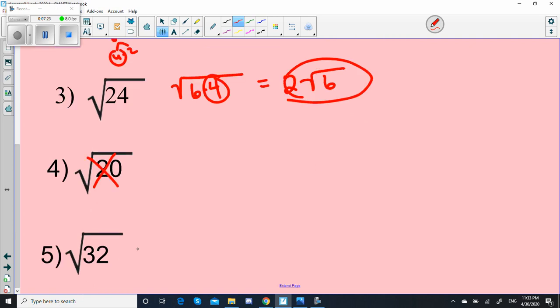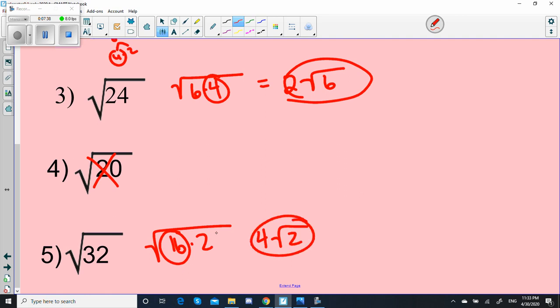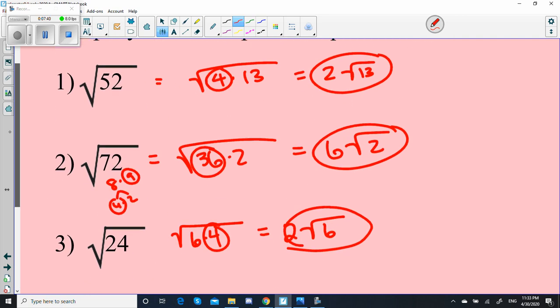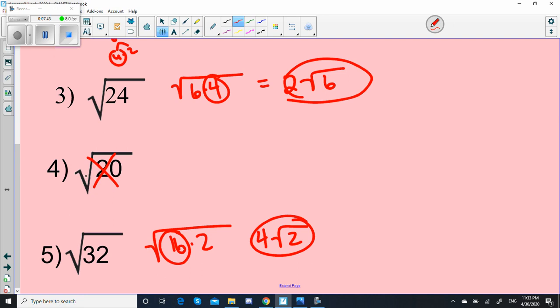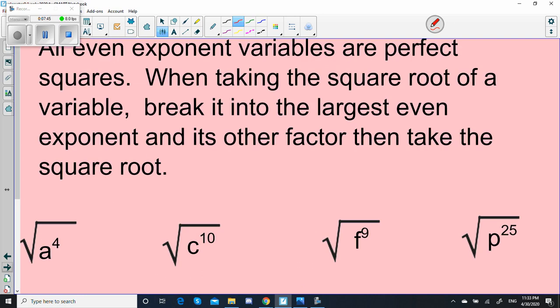The square root of 32. Let's see. 4 works, but I think 16 is better because it's bigger. 16 times 2, yeah, that's the best one. So the square root of 16 is 4. 4 radical 2 would be my answer. Hopefully you tried those before me and you came up with a couple, and hopefully you noticed we already did number 4.